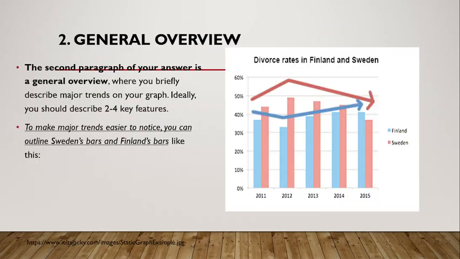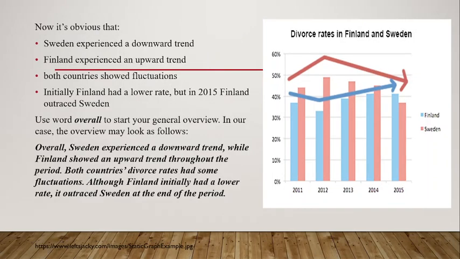Let's talk about the general overview. The second paragraph of your answer is the general overview, where you briefly describe major trends on your graph. Ideally, you should describe 2 to 4 key features. For example, to make major trends easier to notice, you can outline Sweden's bars and Finland's bars like this. Now it is obvious that Sweden experienced a downward trend. Finland experienced an upward trend. Both countries showed fluctuations. Initially, Finland had a lower rate, but in 2015, Finland outran Sweden.